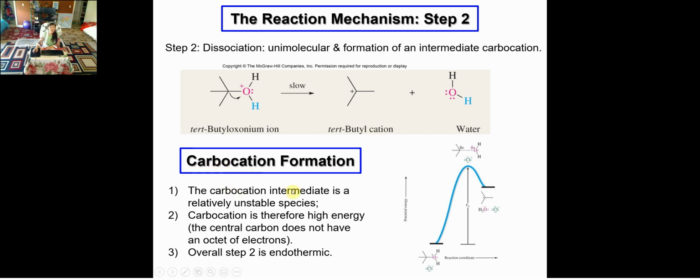This carbocation intermediate is relatively unstable. Carbocation is not stable. Therefore, your carbocation should have a higher energy, because your central carbon lacks electrons. The central carbon does not follow the octet rule. If it does not follow the octet rule, generally speaking, it is not stable, meaning it will either gain an electron or something else is going to happen.